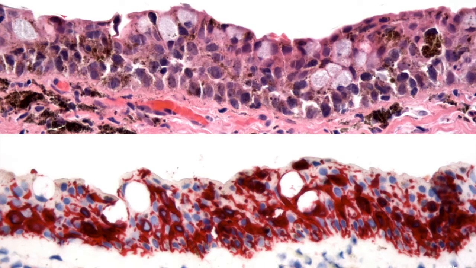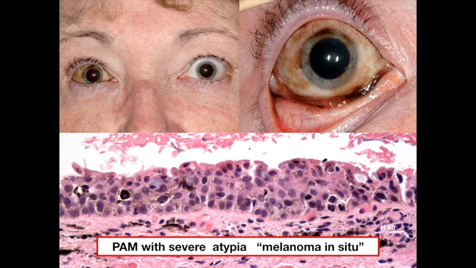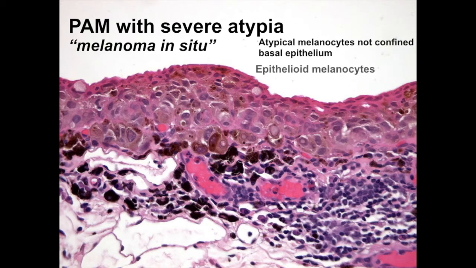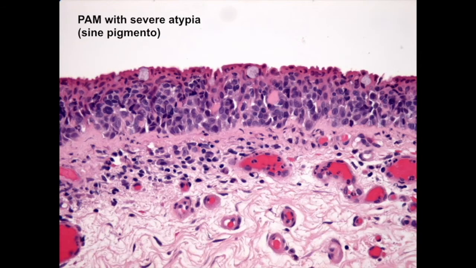Many call total replacement of the epithelium melanoma in situ. Here's another example of PAM with severe atypia or melanoma in situ, where the entire thickness of the epithelium has been replaced. Another example, PAM with severe atypia, melanoma in situ. Atypical melanocytes are not confined to the basal epithelium, and there are epithelioid melanocytes. Not all PAM is pigmented. You can have PAM sine pigmento, and this is an example of that, where you have lots of non-pigmented atypical melanocytes replacing most of the epithelium in this case.